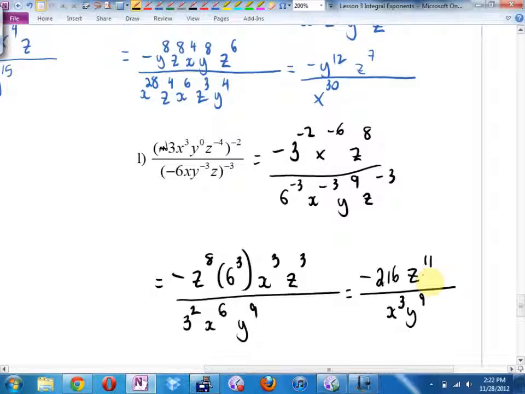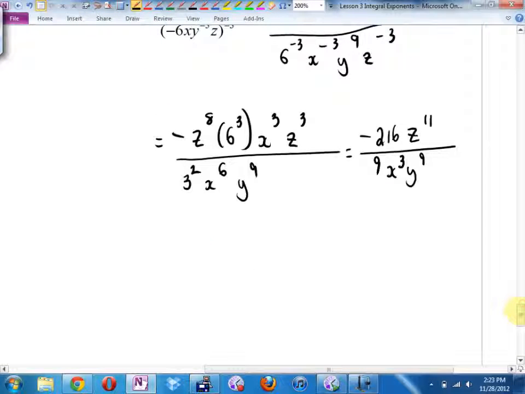What have I missed? What haven't I covered yet? Do you see it? Yeah, I haven't covered. There's a 9 down here. Oh, you know what? I got a negative 216 on the top and a 9 on the bottom. I wonder if those will reduce. Can someone see? Does 9 go into negative 216? Yes, it does. 24. Final answer? Negative 24. Z to the 11th. X cubed. Y to the 9th.